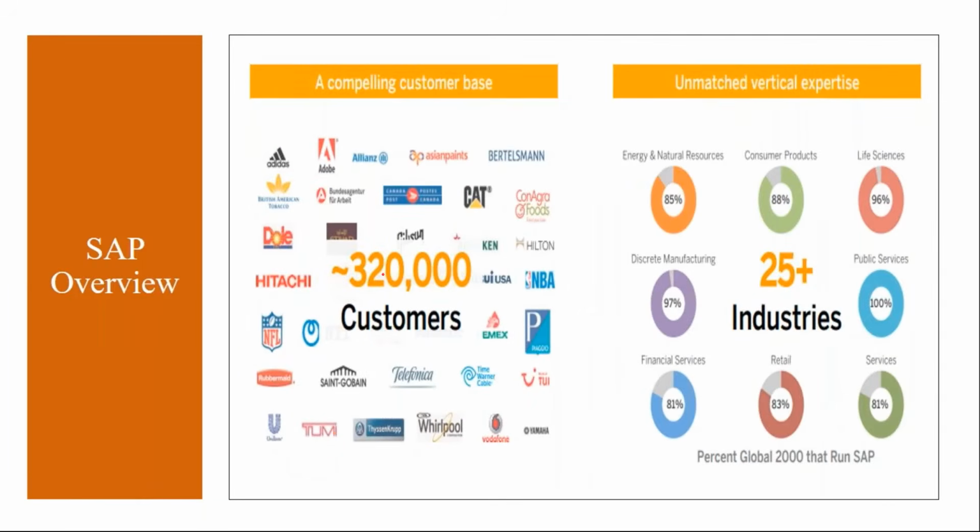As I just explained, it has more than 320,000 customers from different types of industries, like automobile, pharmaceutical, retail, beverage, oil and gas. And it has come up with industry-specific solutions for different types of sectors. So that is the SAP customer base.